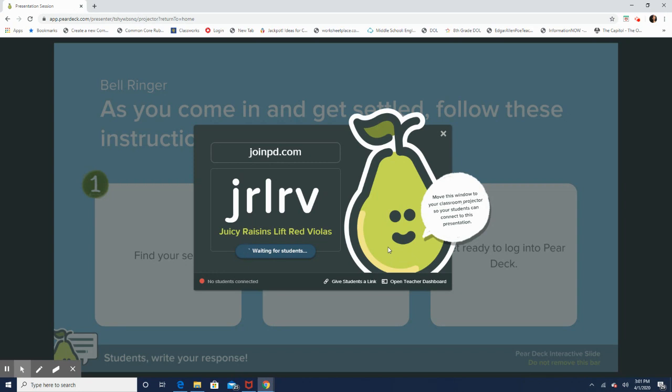A Peer Deck is basically an interactive presentation where students get on their Chromebooks and they are able to follow along with the slides with me, and they are also able to interact with me as I am presenting to them. So as students would enter the room, they would see how to join Peer Deck. They would join at joinpd.com. It says Juicy Raisins, Cliff Red Violas. They would log in and put in JRLRV as their code. Most of the time, I have the link in Google Classroom. They click on that link and then they get right in.